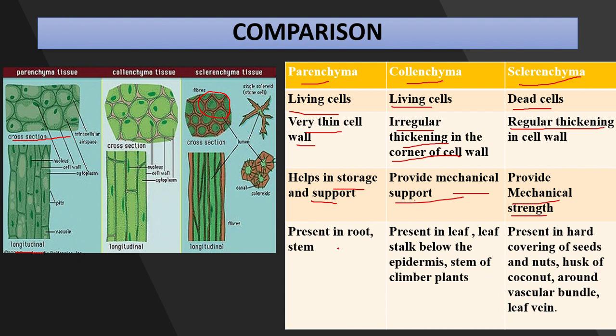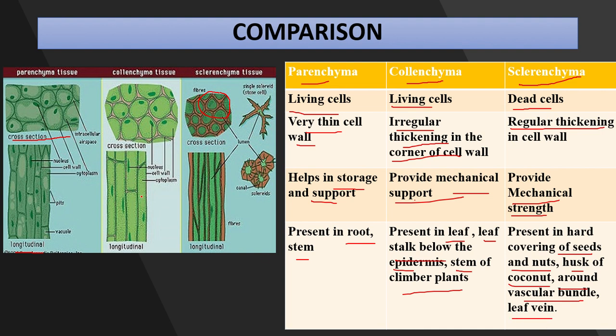Parenchyma is present in the root and stem. Collenchyma is present in the leaf stalk below the epidermis, and in the stems of climber plants. Because of this collenchyma, these structures are very flexible. Sclerenchyma is present in the hard covering of seeds and nuts, in the husk of coconut, around the vascular bundle, as well as in the leaf veins.